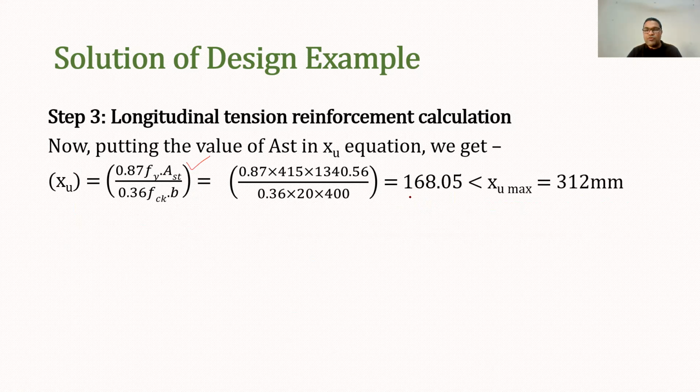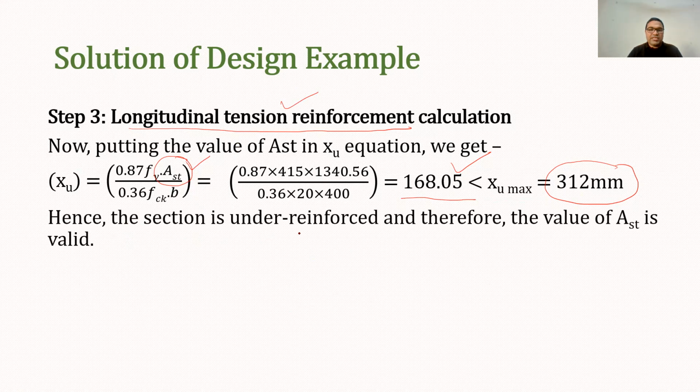So you can see the value of Xu is 168.05, which is less than 312 mm. Now you can see our aim was to find out the longitudinal tension reinforcement, and as we have assumed our section is under reinforced, and it is actually under reinforced, which proves this, that Xu is less than Xu max, which means the Ast that we have calculated earlier will be our area of reinforcement for the tension side. So hence the section is under reinforced, and therefore the value of Ast is valid.